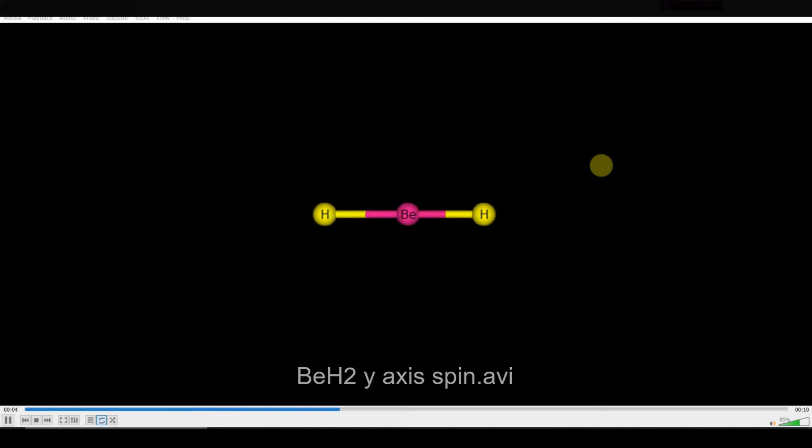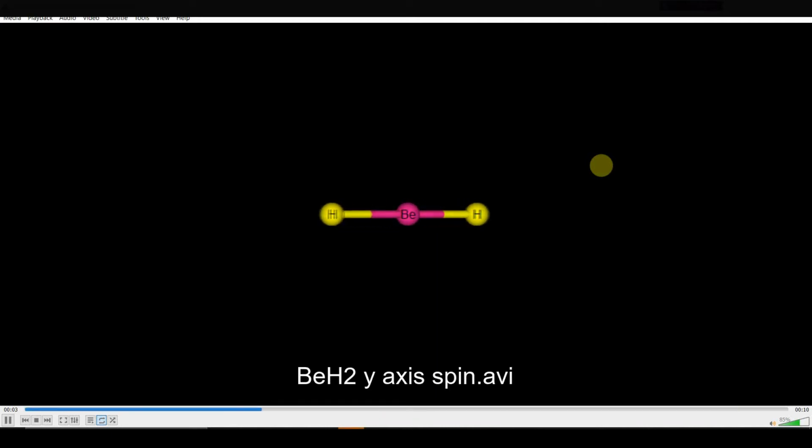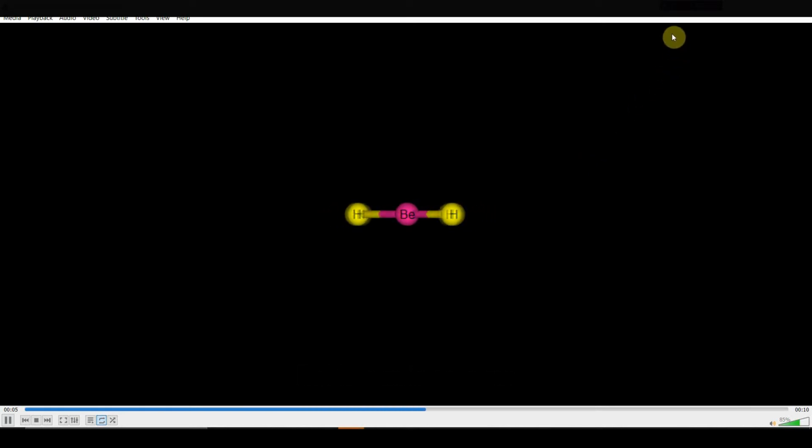So what do you notice about beryllium hydride? How many electrons are in the valence shell of beryllium? Only 4. It has an incomplete octet. How is that possible? This is a real compound. It exists. It's pretty reactive, but it certainly exists.